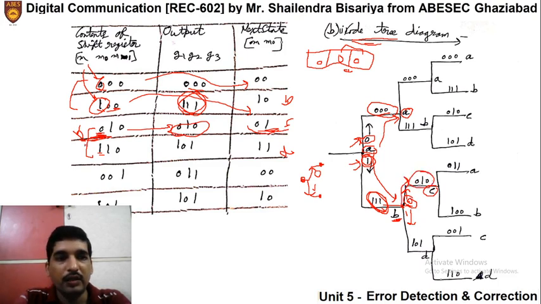Similarly, from the B state, if the current input is 1, the next state is 11, that is D. And the corresponding output for this case is 101, so we write it here as 101.